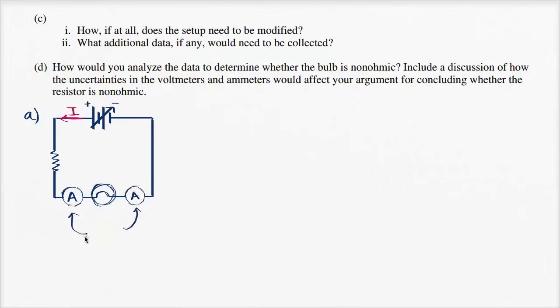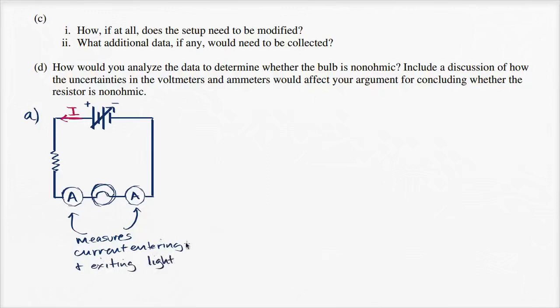So they measure current on either side, measuring current entering and exiting the light bulb.